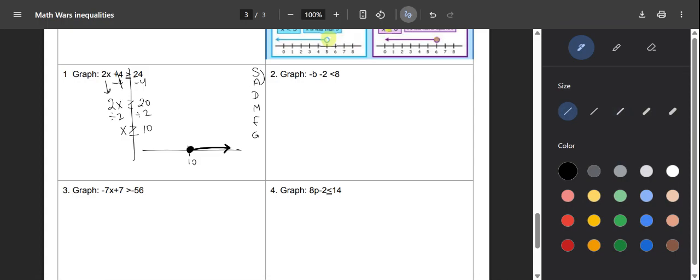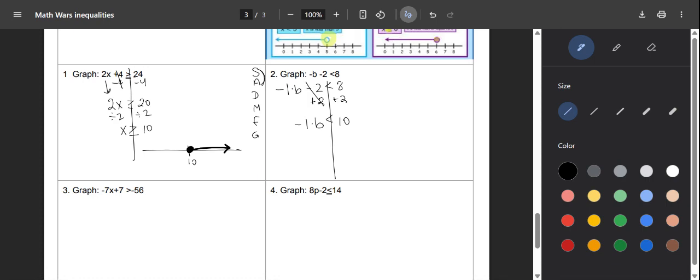All right, number 2 tells me to graph negative b minus 2 is less than 8. So the first thing I want to do is, b doesn't have a coefficient, so I'm going to write it so that b gets a coefficient. Now I'm going to draw a line through my inequality sign, and I'm looking for subtraction and addition. I've got a minus 2, so let's add 2. Okay, now I've got negative 1 times b is less than 10.